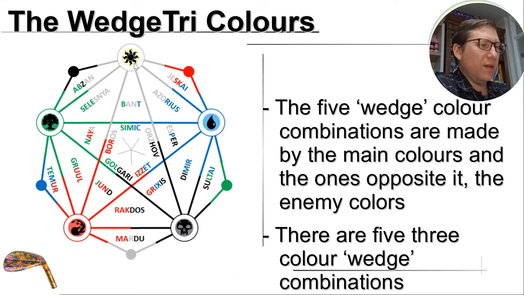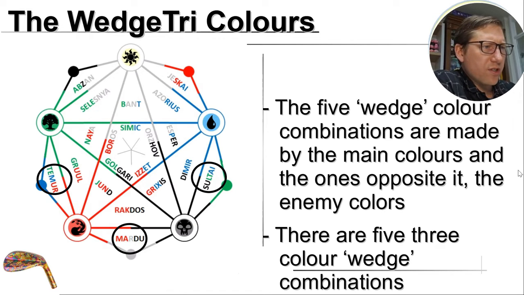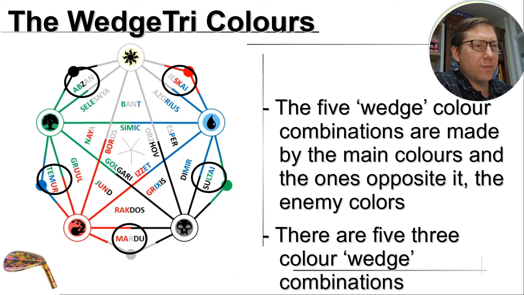So again, there are 5 3-color combinations making the wedges, one for each base color, right? Each has 2 opposite enemy pairs that can go with it. So we have Temur, Mardu, Sultai, Jeskai, and Abzan, alright? Those are the different 3-color combinations that we're going to look at in this video.